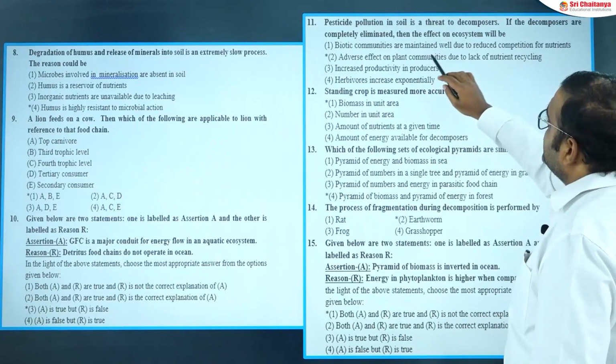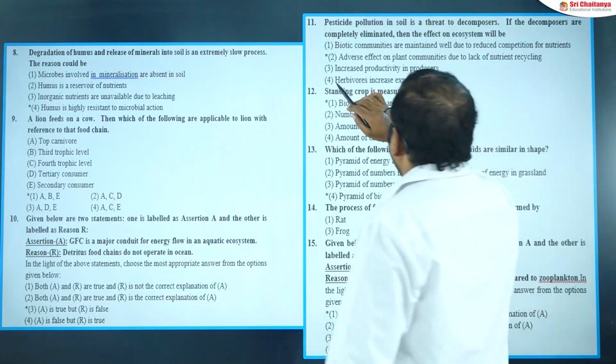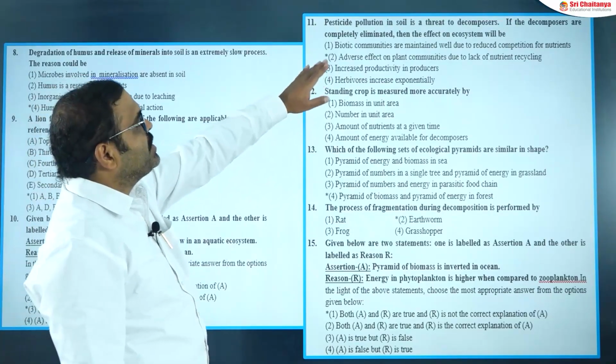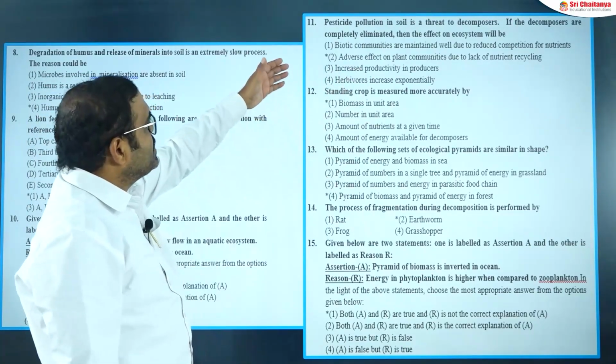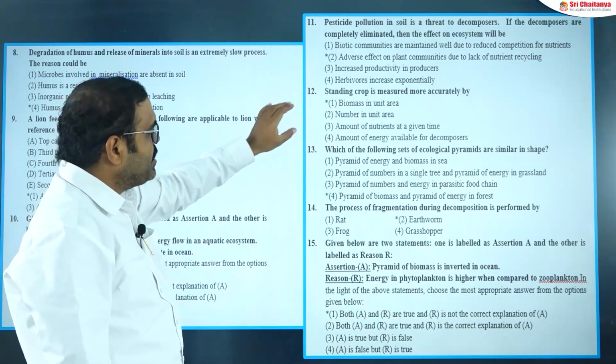Then pesticide pollution in soil threatens the decomposers. Then what happens if you eliminate all decomposers? Here it can cause adverse effect on plant communities due to the lack of nutrient cycling. Then standing crop is measured more accurately by biomass per unit area.